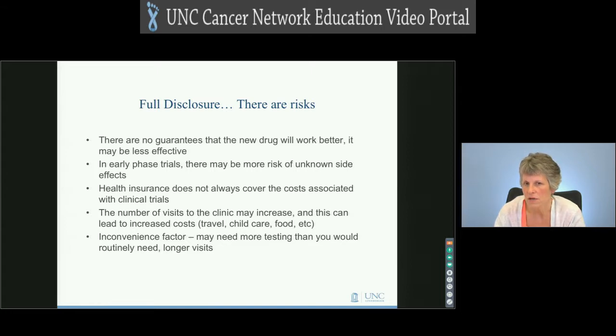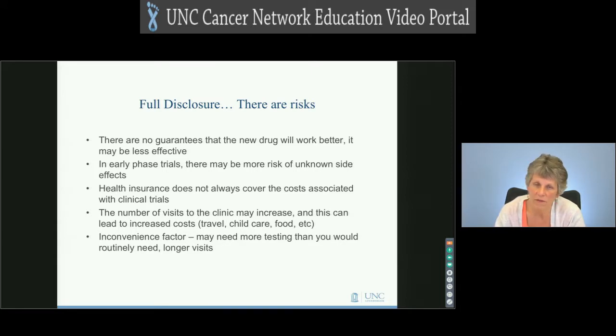And then, there's the inconvenience factor. They could be driving 3 hours once a week, twice a week. Maybe we're asking them to spend the night because they've got 12 hours of blood draws and they have to come back in the morning for a 24-hour time point. They have kids at home. They want to get them off to school in the morning. Now they have to worry about daycare so that someone can take care of them while they're here.